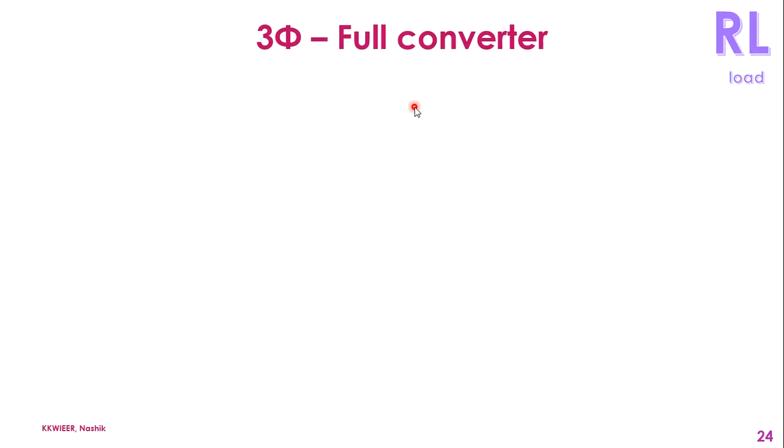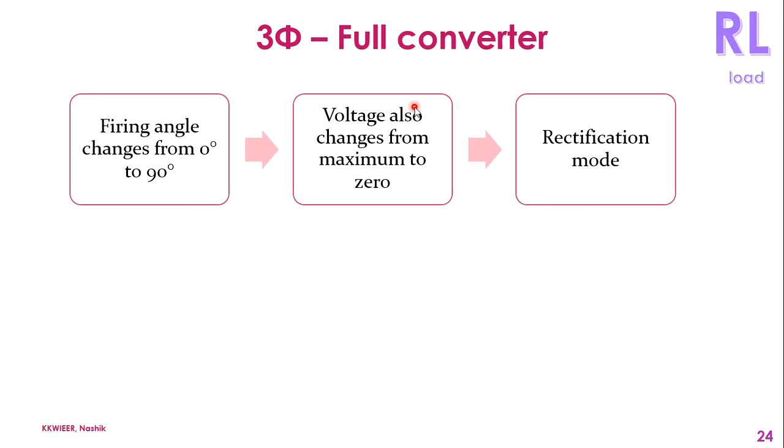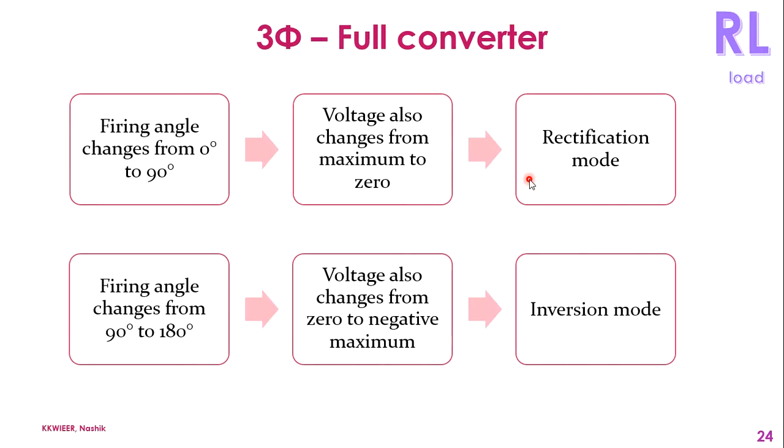So in the 3-phase full converter, when the firing angle changes from 0 degree to 90 degree, the voltage also changes from maximum to 0. So this mode is known as rectification mode. Whereas if the firing angle changes from 90 degree to 180 degree, then the voltage also changes from its 0 value to the negative maximum, which is called inversion mode.